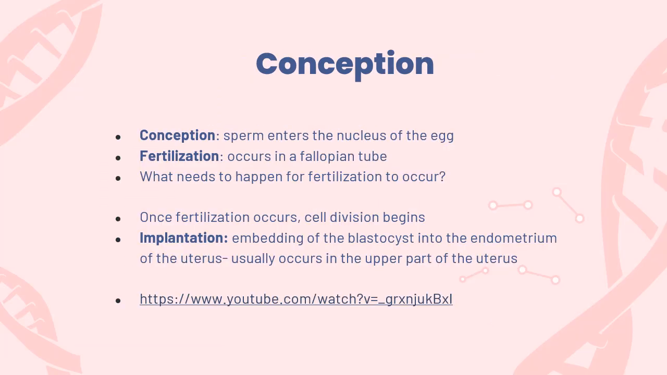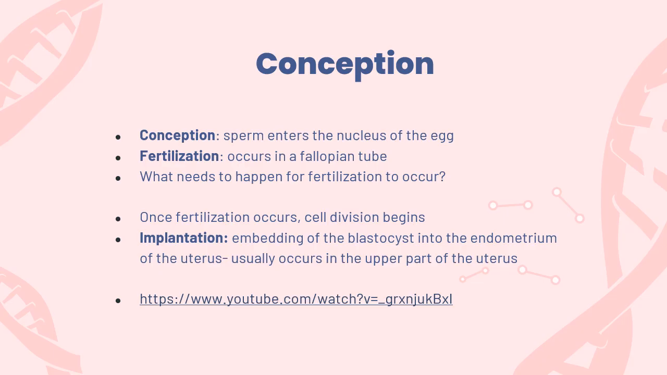All right, conception. Conception is when sperm enters the nucleus of the egg. You also have fertilization, which occurs in the fallopian tube, like I said earlier. Those are two different terms that mean two different things, remember. So what needs to happen for fertilization to occur? You have to have everything where it needs to be, right? The layers in the endometrium need to be perfect. You have to have an egg in the fallopian tubes ready to go, and the sperm have to make it to the fallopian tube. Sometimes the cervical mucus can help it get where it needs to go.